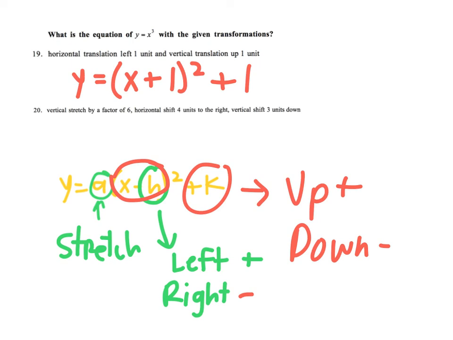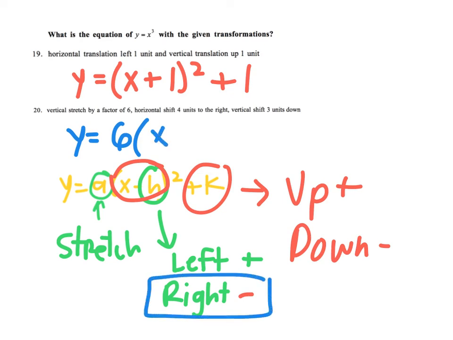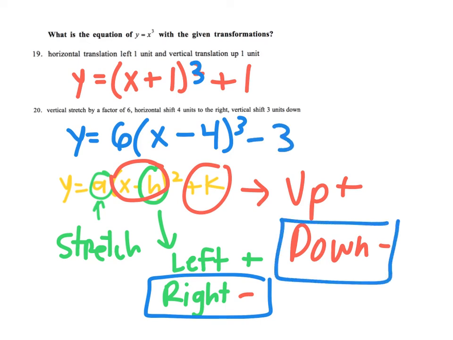Now my next one, we need a vertical stretch by a factor of 6. So we're going to have y equals, and then we'll put a 6 out front. And we need to shift 4 units to the right. Remember, if I'm going right, it's going to be a negative, and it's on the inside. So we have x minus 4. Oh, sorry, these were cubes, so that should be a cube. And then a vertical shift 3 units down. So I do minus 3 because I go negative to go down. And those are your answers.